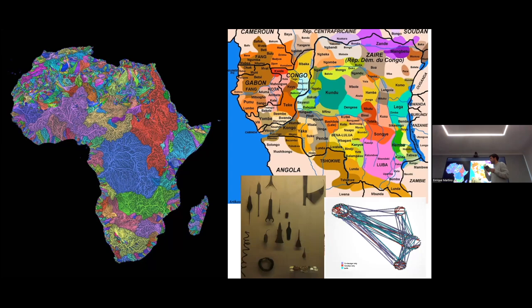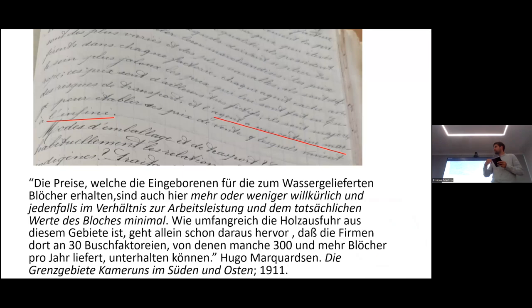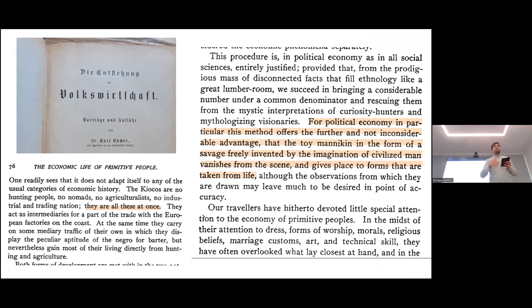And this complexity obviously is not appreciated in much economic history, which is a pity, because then you can understand the source of the structure of the trade, the dynamism, its motive, et cetera. And here, this is just to show the type of economic inspiration. This kind of economic theory is greatly impoverished. For example, here he talks about the Kyokos, a group also in the Congo. They're not one category of people. They're not hunting people, not nomads, not agriculturists, not an industrial trading nation. They're all these at once.